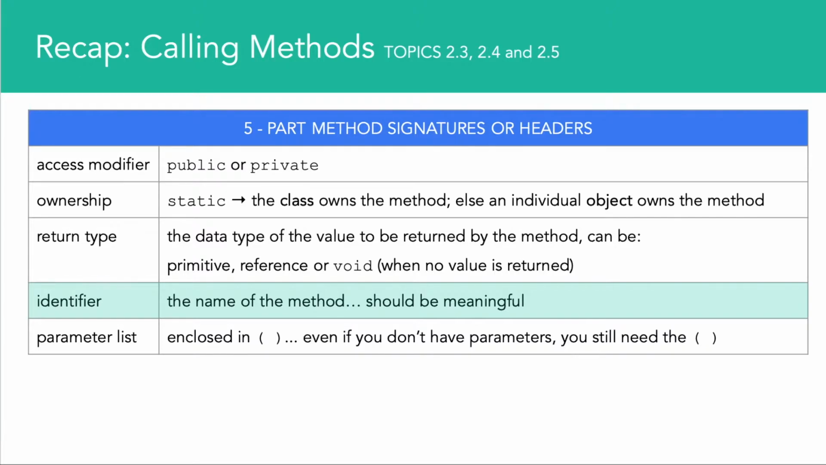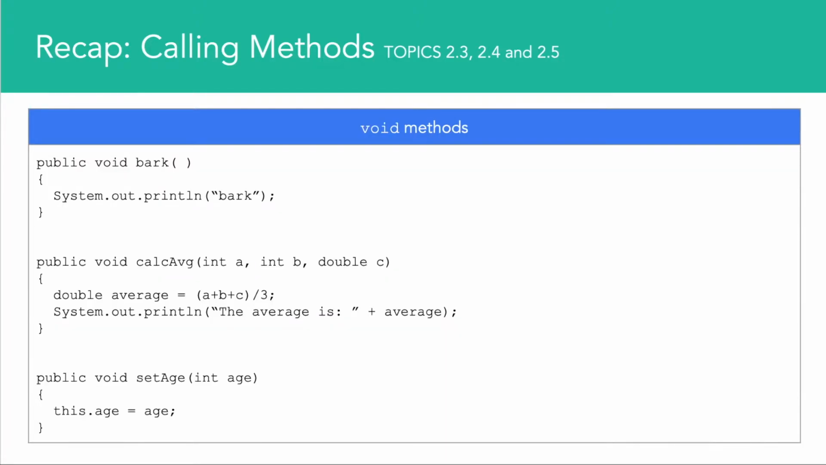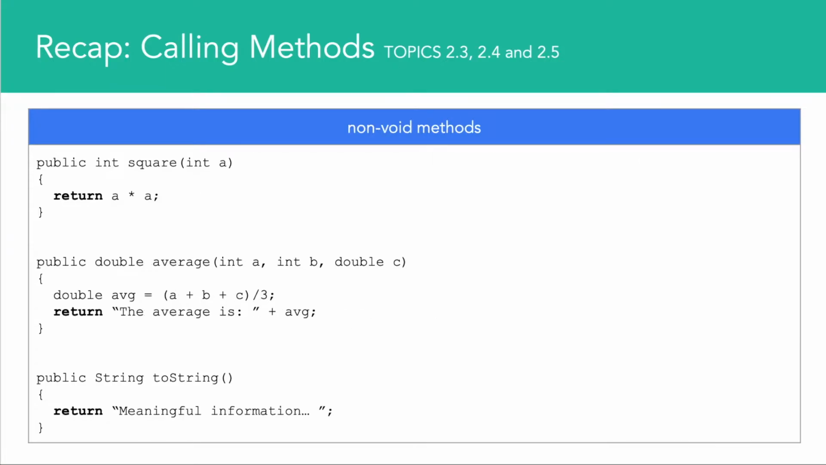That name is also called an identifier. It should be meaningful so that the method's purpose can be easily identified. Following the identifier, you will have a parameter list which will be enclosed in parentheses. Even if you don't have parameters, you still need the parentheses. Parentheses make it easy to spot methods in code. Here are some examples of void methods that do not return values. Here are some examples of non-void methods that return values.